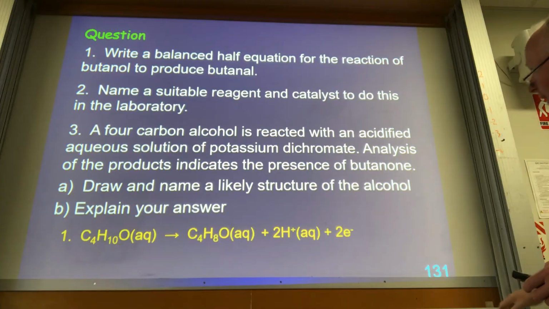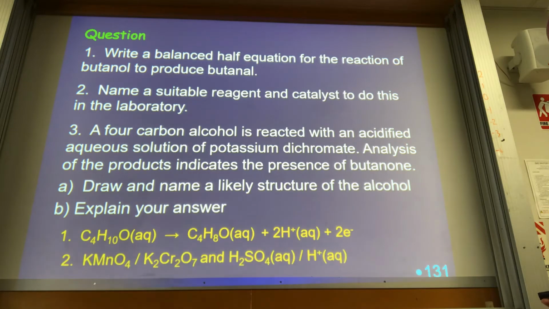Name a suitable reagent and catalyst. So you've got two reagents, potassium dichromate and potassium permanganate. Now you can leave off the potassiums if you like, just permanganate and dichromate if you prefer. This is an aqueous sulfuric acid or just straight acid catalyst. So this particular reaction, it's aqueous, because you've got water there to balance the redox equation, you need water for the oxidation reaction to occur.